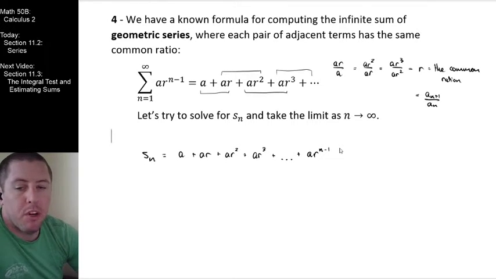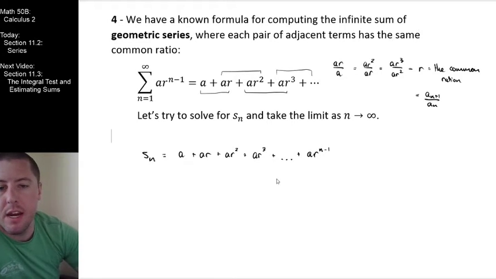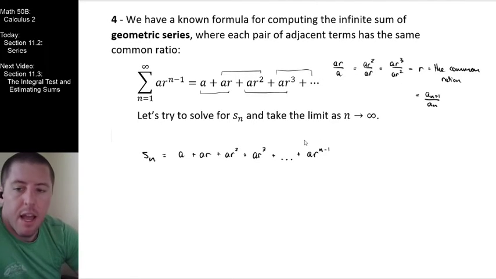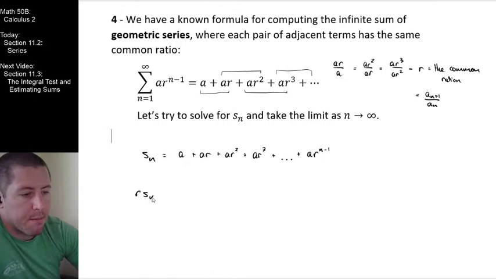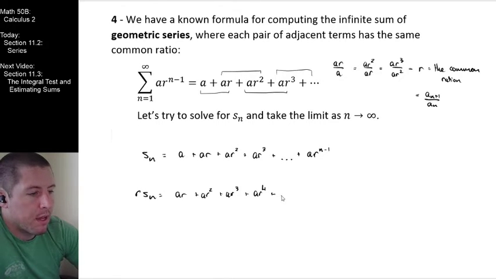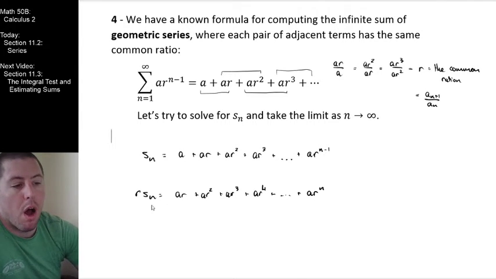So what I'm going to do is create a second summation right here that's very closely related to the first, and I'm going to subtract the two of them to eliminate as many terms as I can. So I'm going to look at R times S sub n. That's going to be AR plus AR squared plus AR cubed plus AR to the fourth, all the way up to AR to the n, right? So all I did is multiply our partial sum by R, and therefore I just stuck an extra factor of R onto all those guys.